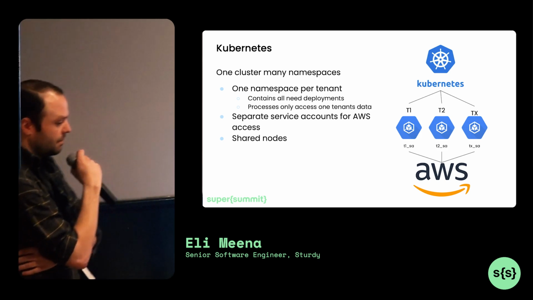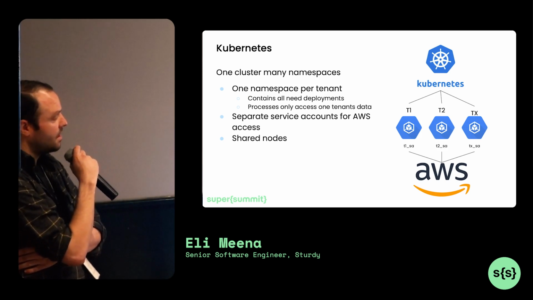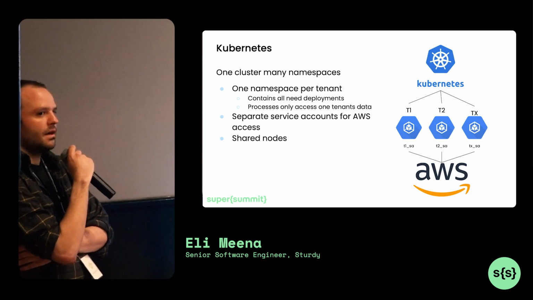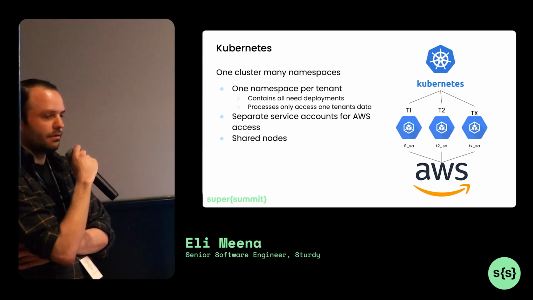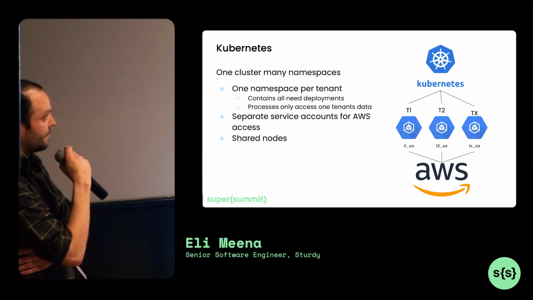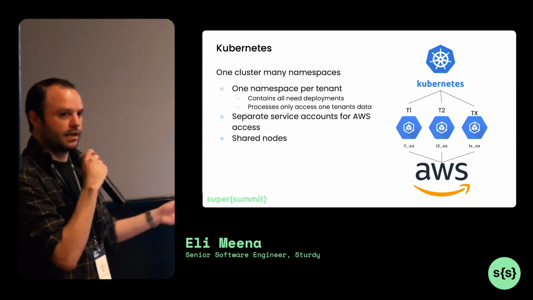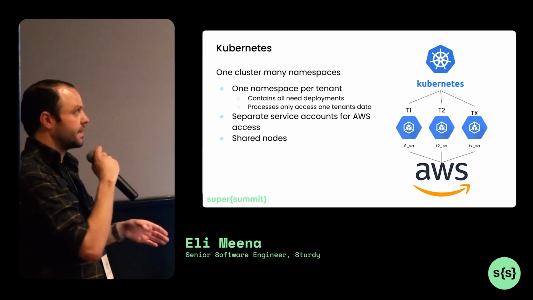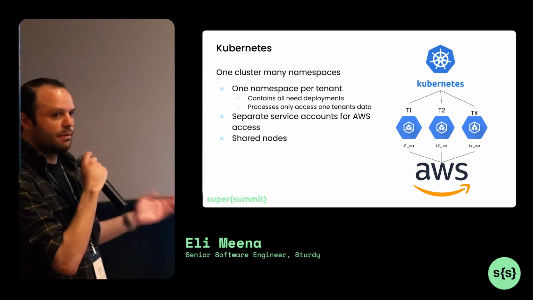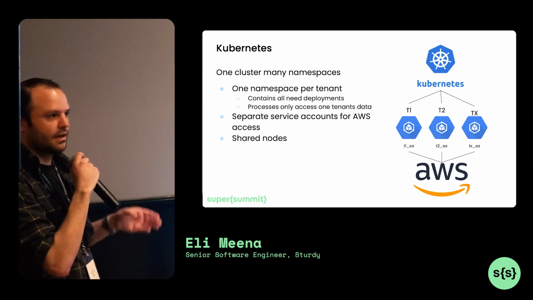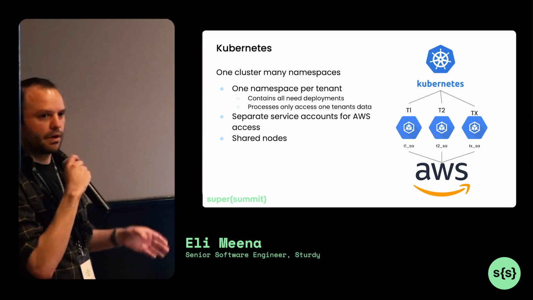Moving on to how we do Kubernetes. Very similar to the database, yeah, it's multi-tenant, but we get great separability that looks like single tenancy. So in this case, we have one cluster, but many namespaces. Each tenant has their own namespace, their own deployments. Everything that they need is within there. That way we can guarantee that all data processing is truly for one tenant.